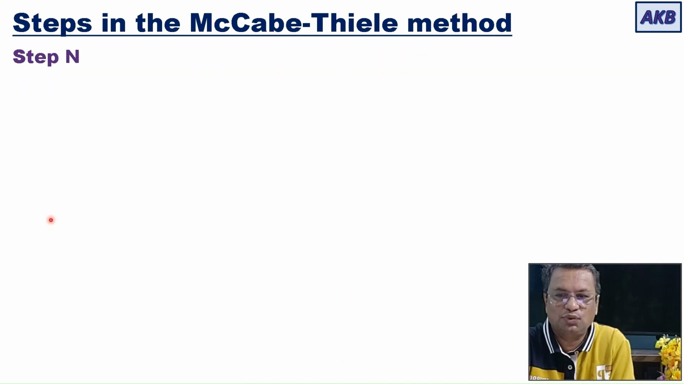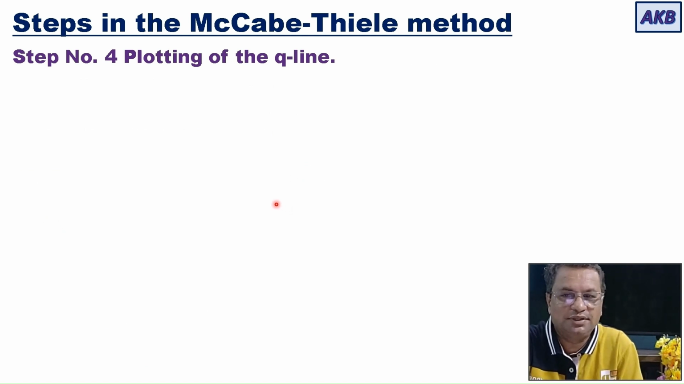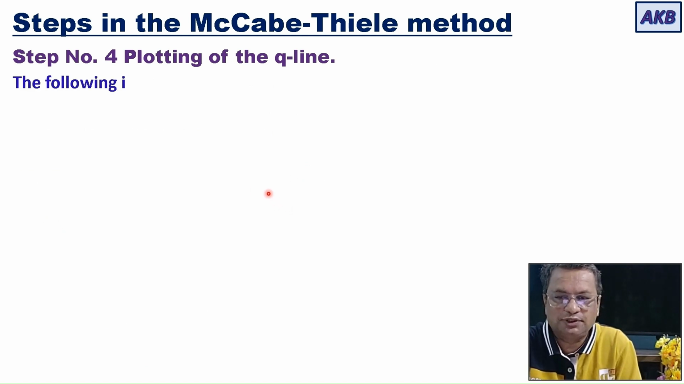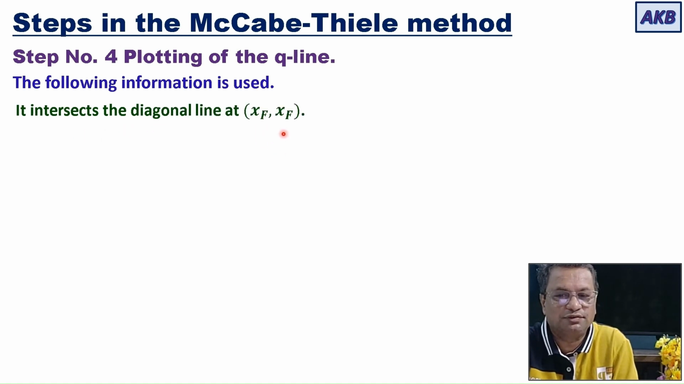Now, step number 4 is plotting of the q line, or the feed line. And how is it done? For that, we are going to use the following information. What is that? First, it intersects the diagonal line at a point which has coordinates of xF, xF.